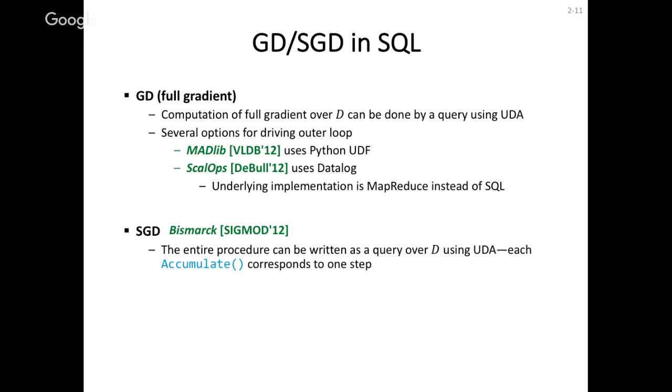And the outer loop can be driven by another kind of driver program that's coded in a UDF or of some sort. But if you want to do stochastic gradient descent, every time you only have to consume one data item. So in fact, the entire iterative procedure can be coded as one single UDA invocation, where the accumulate basically takes care of one step of update. So it's a really neat approach where you can basically encapsulate the entire procedure into one single UDA.